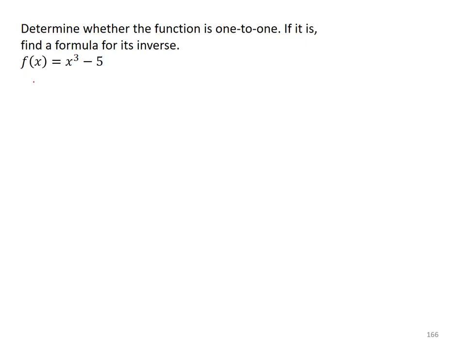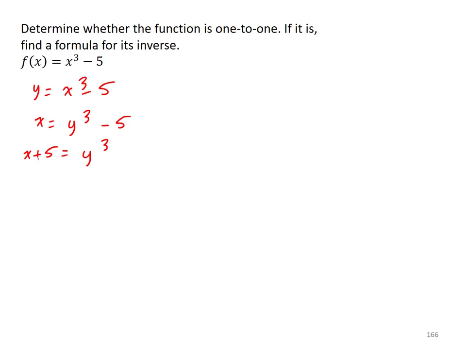So first, I'll rewrite f of x equals x cubed minus 5 as y equals x cubed minus 5. Then I will replace x with y and y with x, so that I have x equals y cubed minus 5. And once I solve for y, I will add 5 to both sides. I have x plus 5 equals y cubed. Now, why it's important that it's one-to-one is what's going to happen here. I'm going to take the cube root of both sides.